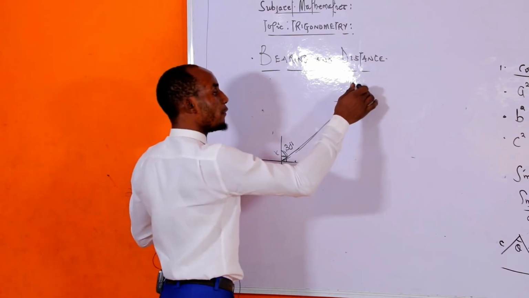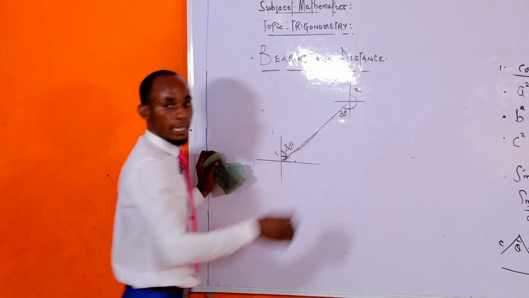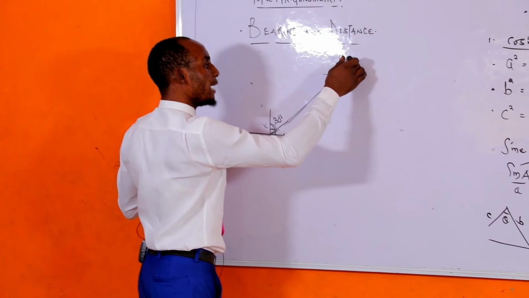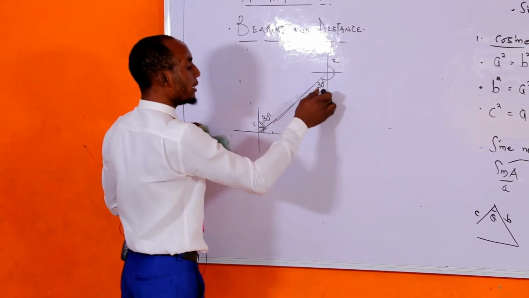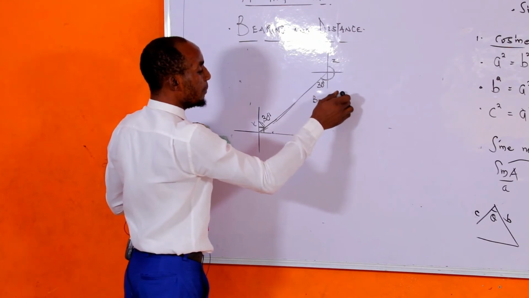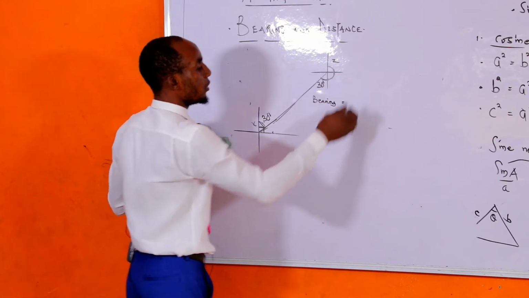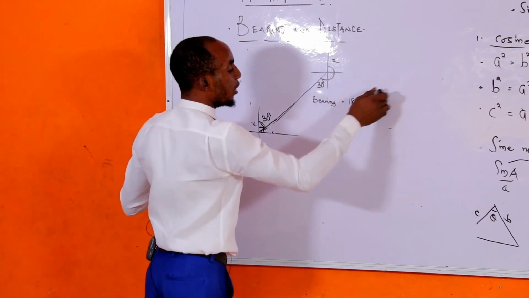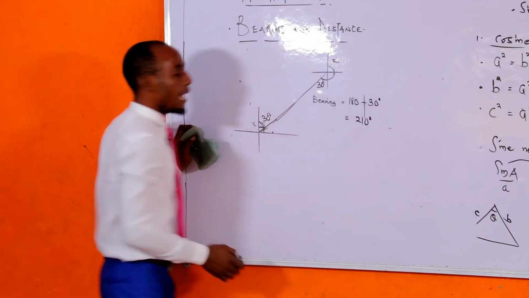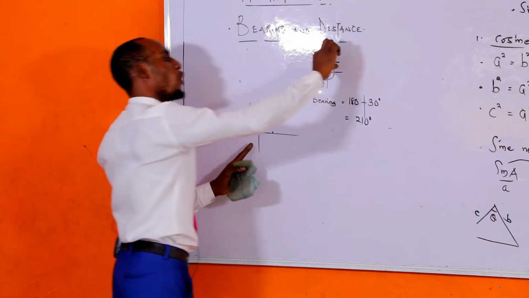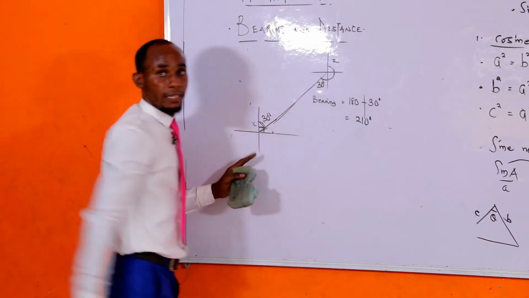Now, look at the bearing from here to here. But do you see that from here to here is 180 degrees? So what is the bearing now? The bearing will be 180 plus 30 degrees. And that should be 210. That means the bearing of point Y from Z should be 210.